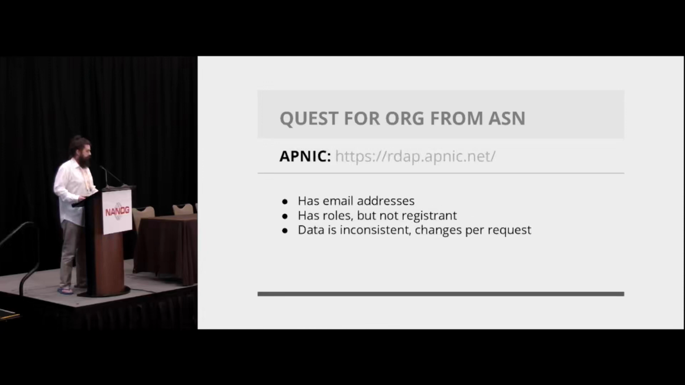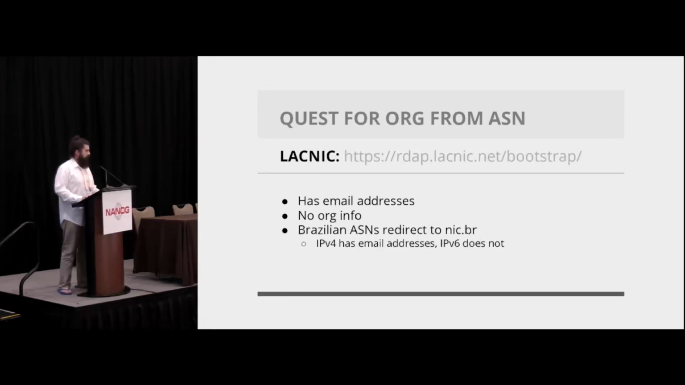APNIC has email addresses. It has roles, except it doesn't have the registrant role. So I can see who's the admin contact, who's the technical contact, who's the abuse contact, but I can't see who actually owns the AS. And their server's kind of wonky, and it's inconsistent. LACNIC is unique in that they actually delegate to Brazil, which uses RDAP as it's meant to. So if you query an AS from Brazil, let's say you can go to ARIN. ARIN's going to redirect you to LACNIC. LACNIC will then redirect you to Brazil, and this is all not known to you. It's just HTTP redirects.